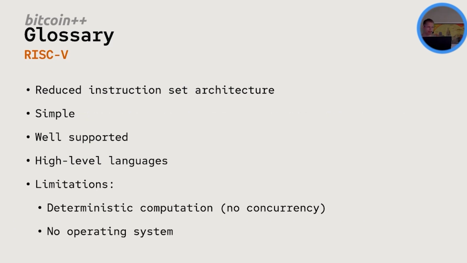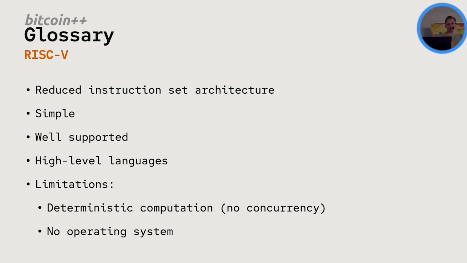RISC-V, what is that? It's a reduced instruction set architecture, and the nice thing about it is that it's fairly simple. Since we're emulating all of this in Bitcoin script, we need to be able to actually express what the RISC-V architecture is doing in Bitcoin script. It's also getting a lot of traction, so it has a lot of compilers and tooling you can use when building programs using RISC-V. However, we can basically use any high-level language that has a RISC-V compiler when writing these Bitcoin contracts.